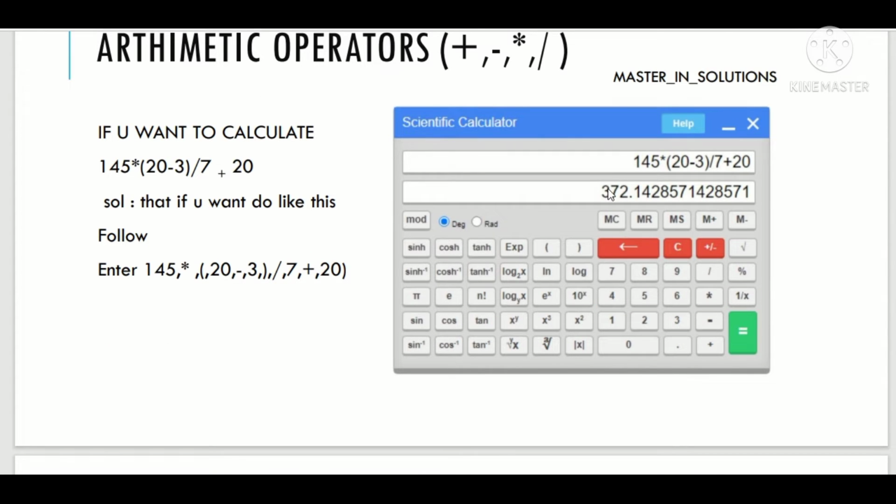This value, 372.14. The accuracy will be up to so many digits after the point, so you can choose any number that suits the time available for you.